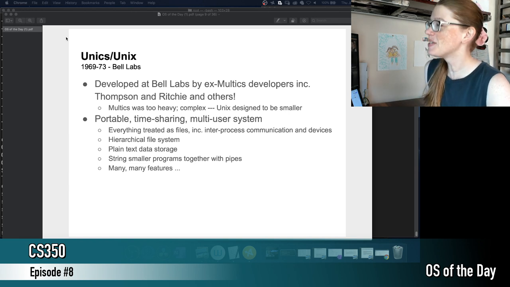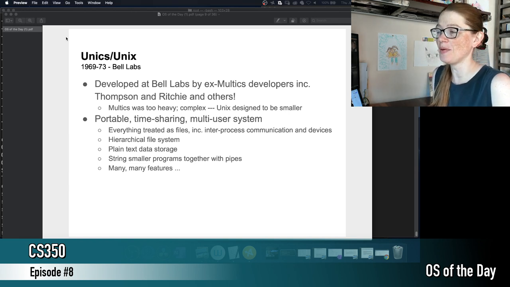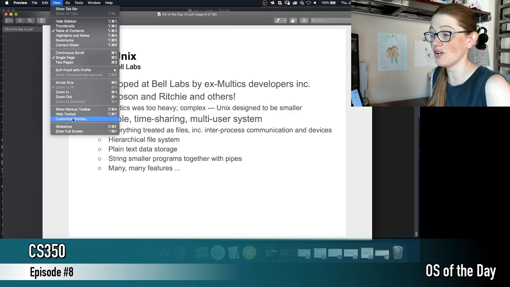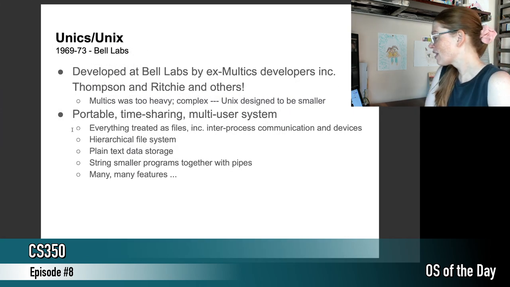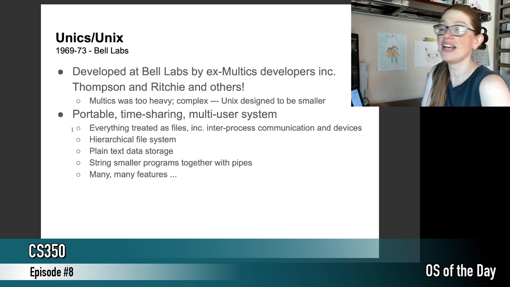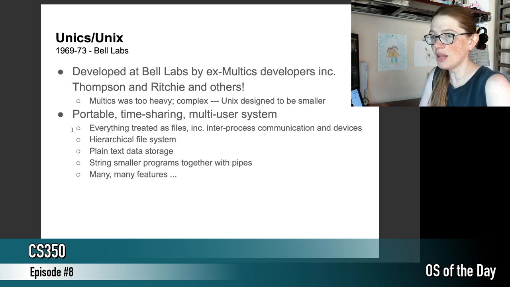Alright, so if you haven't guessed, today's operating system of the day is going to be Unix. Now, I could sit here and tell you all about Unix. I could tell you that it was created back in the late 60s, early 70s at Bell Labs, and that Dennis Ritchie and Ken Thompson were amongst the primary developers, amongst other individuals like Kernighan, who were involved with documentation and application development.